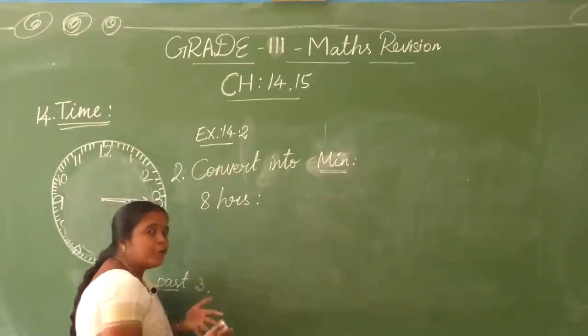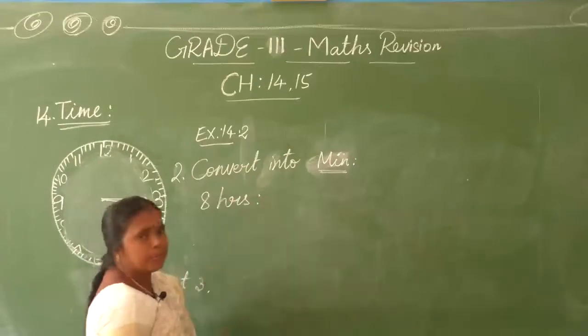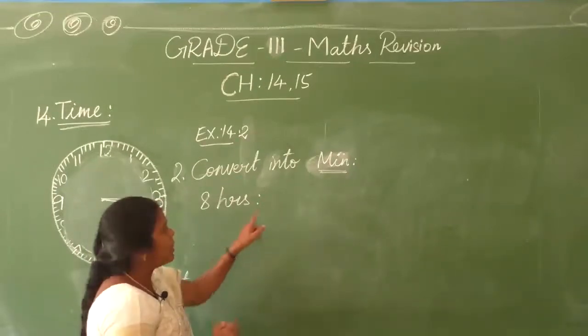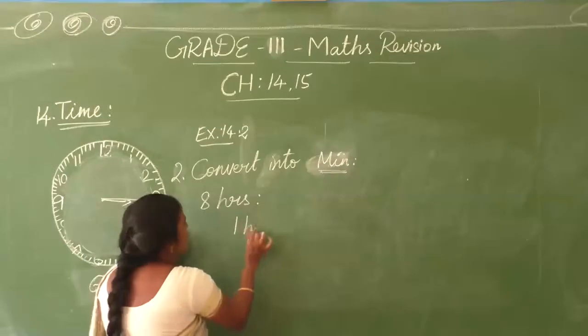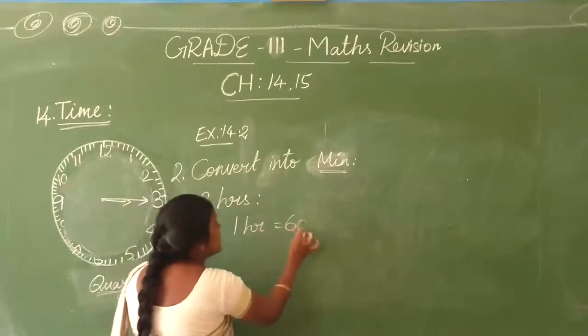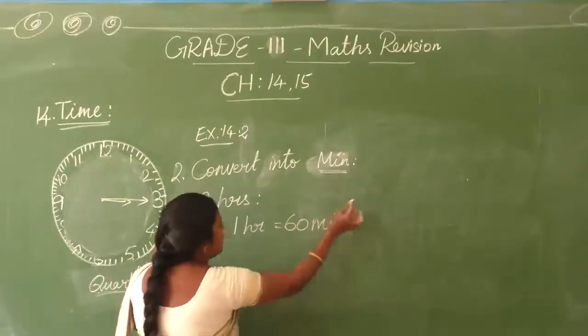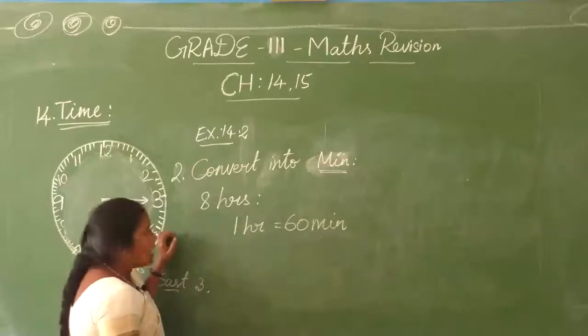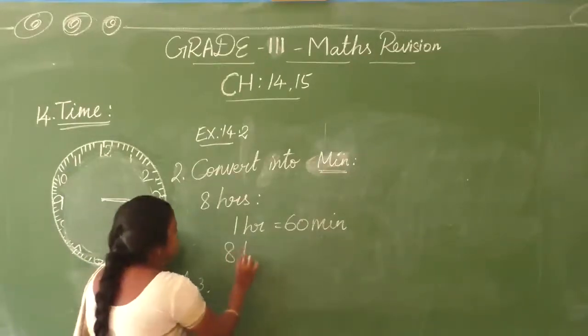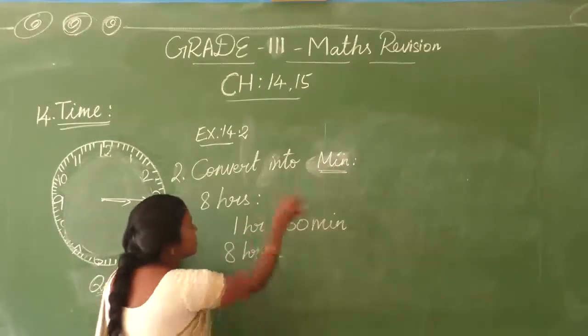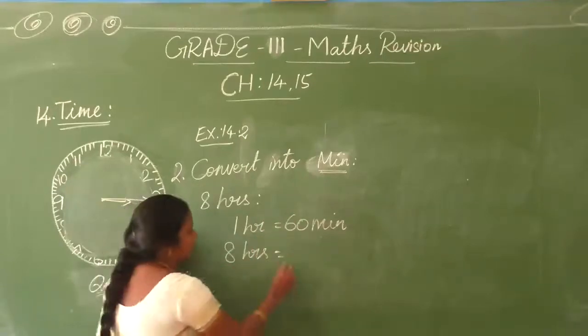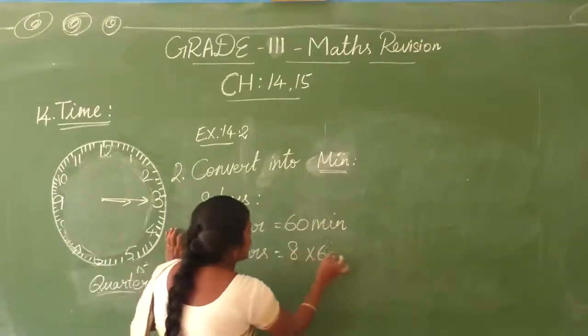First of all, you have to know the link between hours and minutes. What is the link between hours and minutes? We know 1 hour equal to 60 minutes. Our question here is 8 hours. So, 8 hours equal to dash minutes. So, 8 into 60.